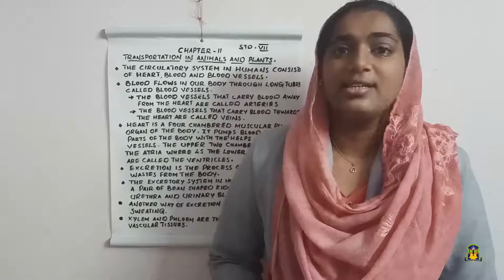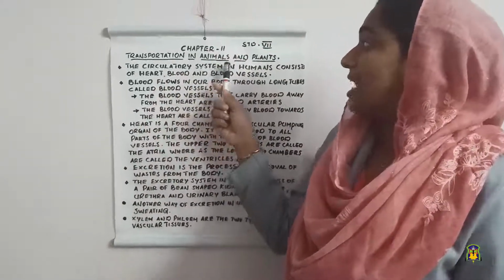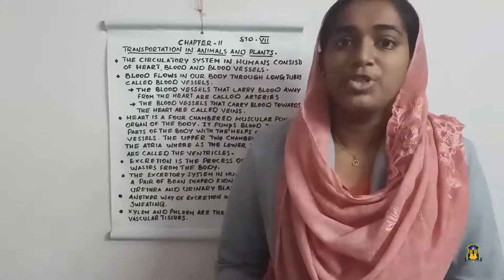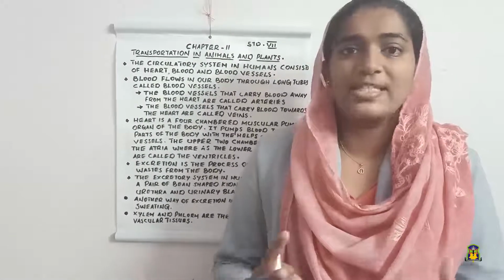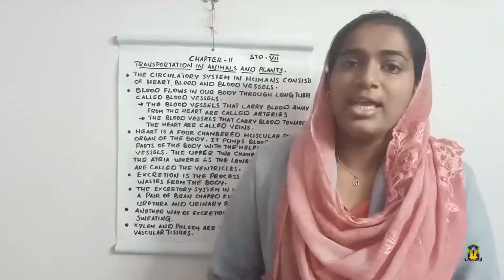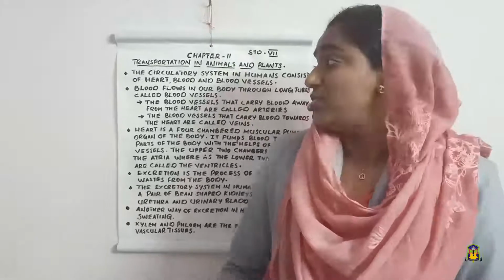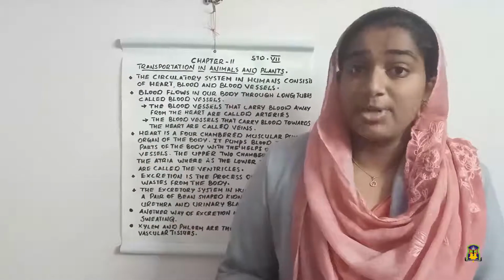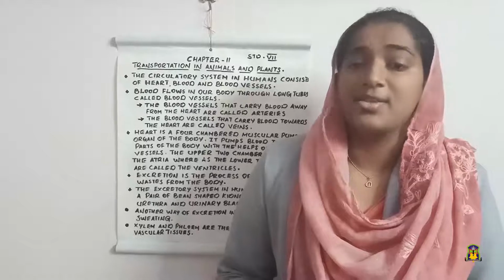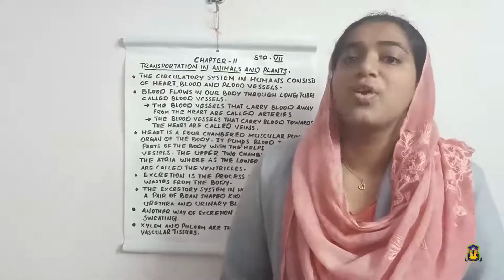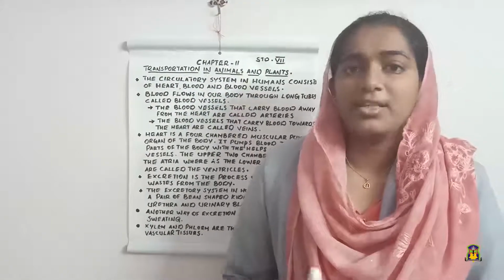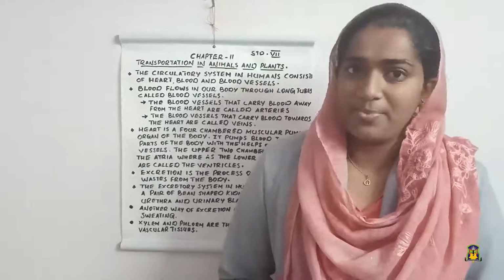We have completed the chapter Transportation in Animals and Plants. Today, I would like to give a summary of this chapter. In this chapter, we discuss the circulatory system in humans, then the excretory system in animals, then transportation of substances in plants. These are the main points we discussed in this chapter.